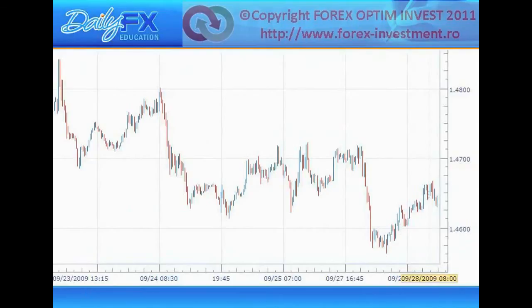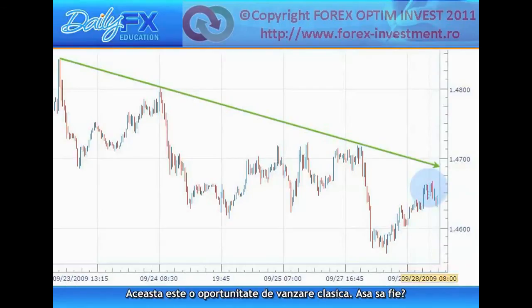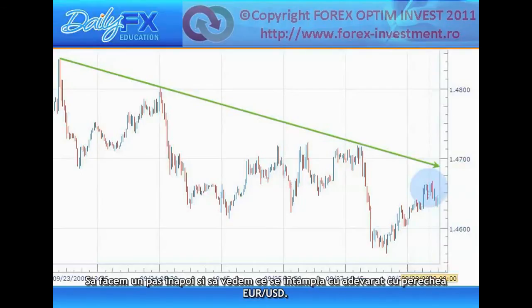For example, take a look at this 15-minute euro-dollar chart. There's a nice strong move down, and right here there's a pullback up to the resistance line. This is a classic selling opportunity. Or is it? Now let's take a step back and see what's really going on with the euro-dollar pair.